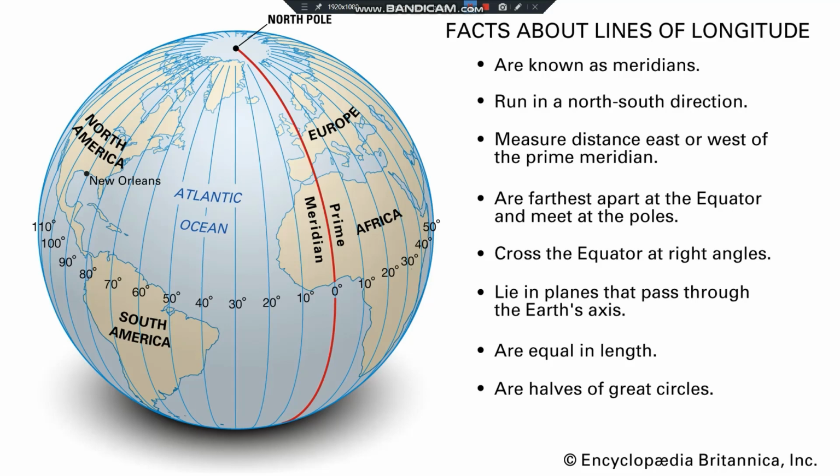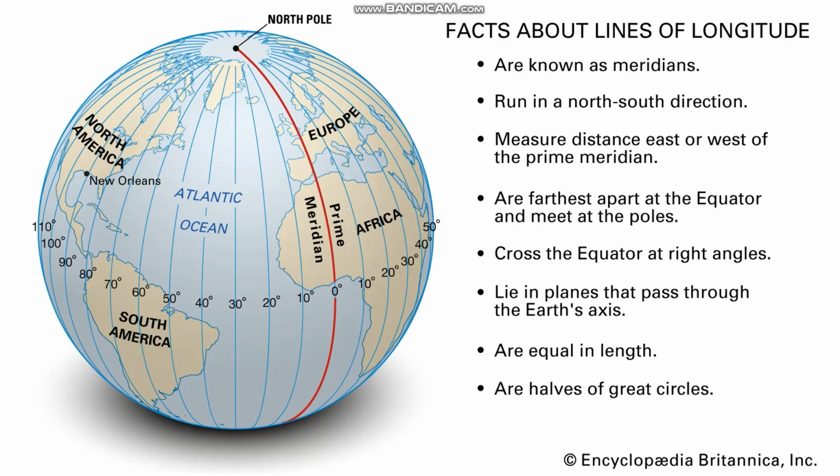And it helps us to measure distance east or west of the prime meridian. And these lines of longitude are farthest apart at the equator and meet at the poles. If you see the lines of longitude at the equator, the distance between two longitudes is far, whereas at the poles they meet each other. And the distance between two longitudes at the equator is about 111 kilometers. You all understood? The distance between two lines of longitude at the equator is about 111 kilometers.